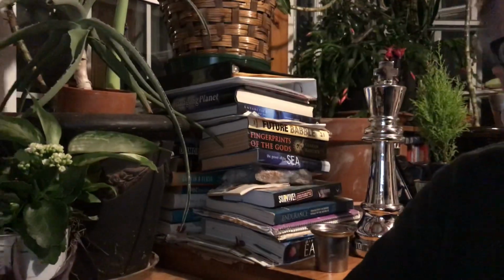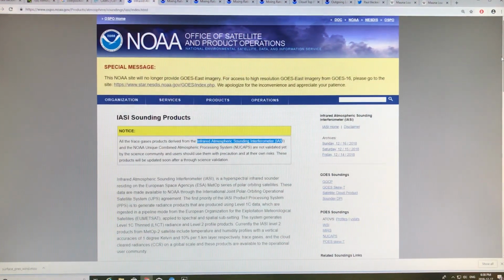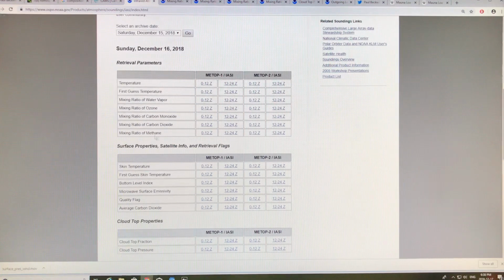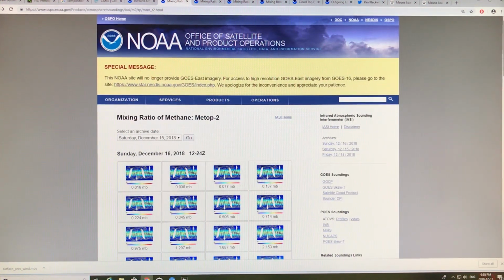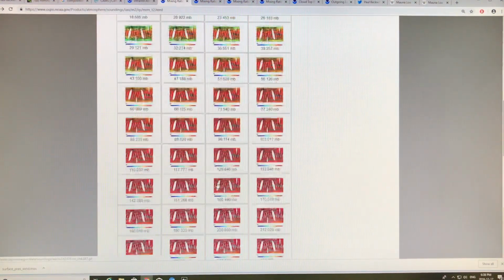So I'm looking at methane. In the last video, I started looking at methane. So this is infrared atmospheric sounding interferometer data, IASI data. And you can go down here and select the data set that you'd like to look at. So I went to mixing ratio of methane and I selected, there's two satellites and two different time intervals. So I selected METOP 2, 12 to 24 Zulu, and I was looking at the variations of methane.